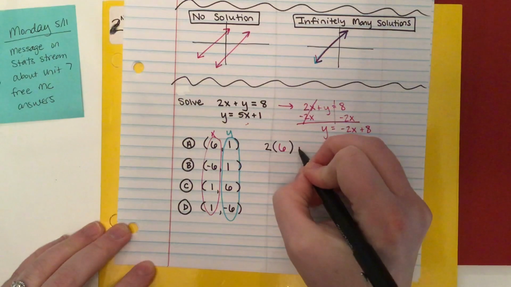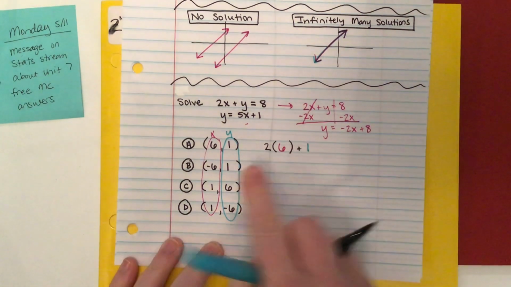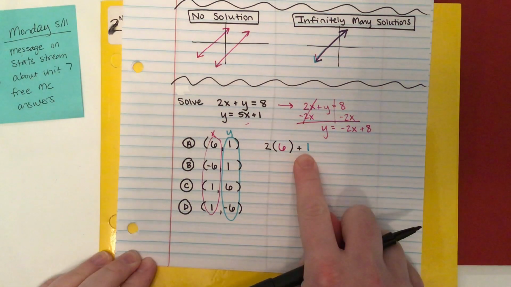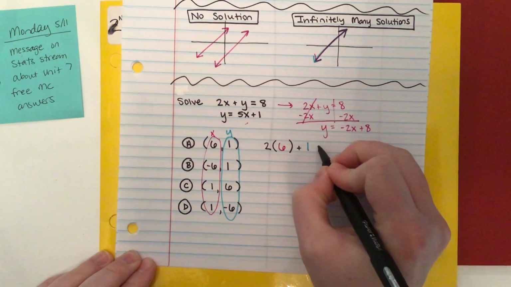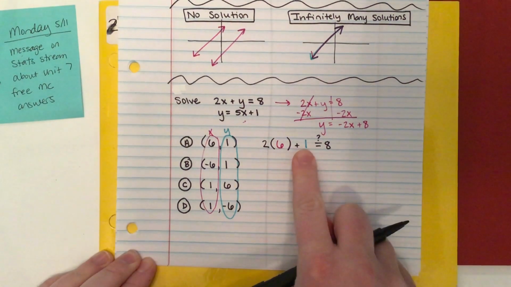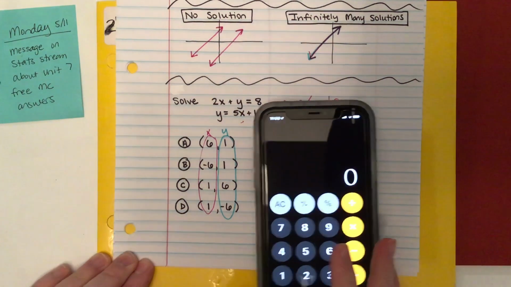And then plus y, so instead of my y, I'm gonna plug in my 1 right there. Now, figure out what this equals. According to the equation, it should equal 8. If this does not equal 8 though, then A is not the answer. So you don't need a fancy calculator. All you need to do is just use the one on your phone.